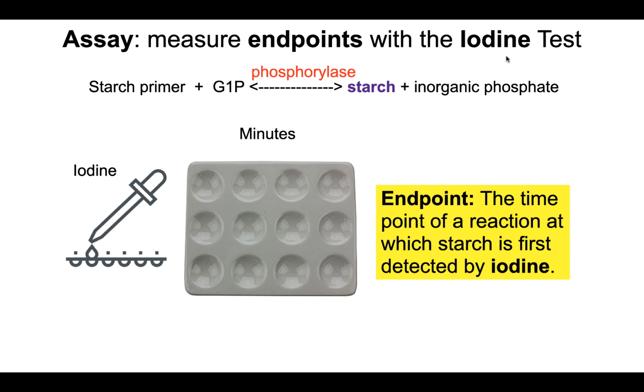The iodine test is using iodine to detect the presence of starch. Remember, starch being the product of our phosphorylase reaction. Now, an endpoint is a little bit trickier. Here's what the endpoint is.